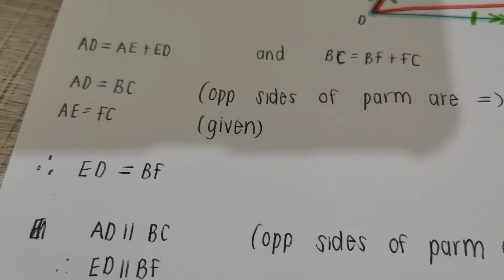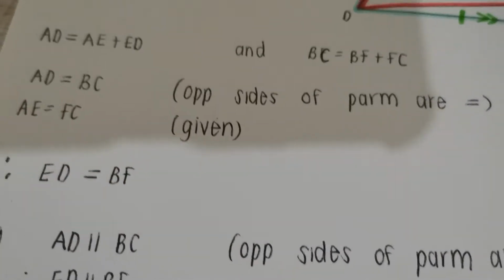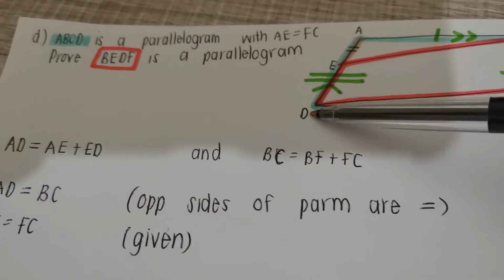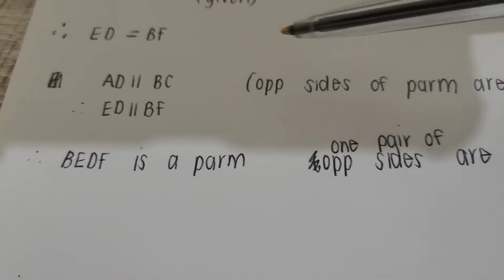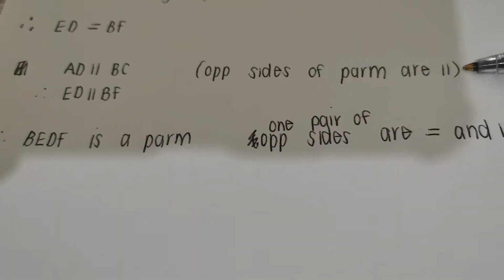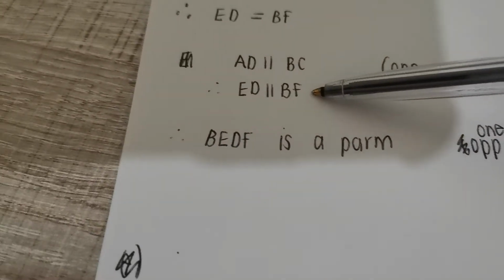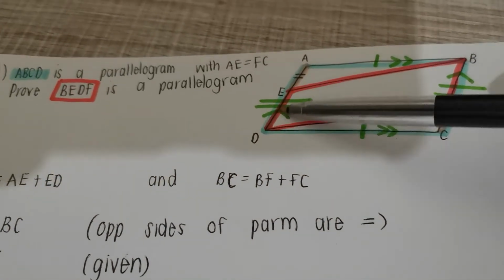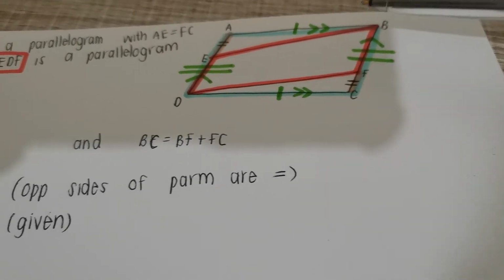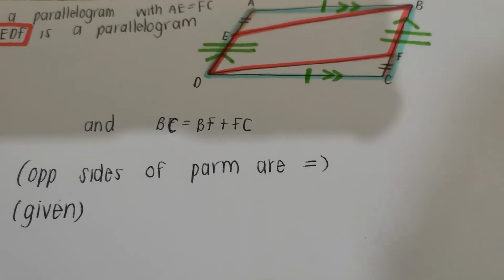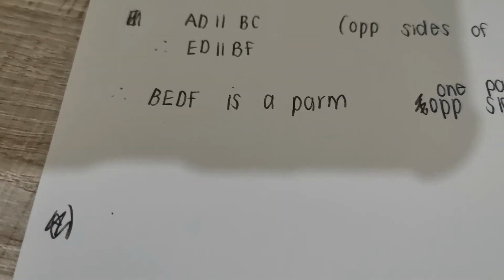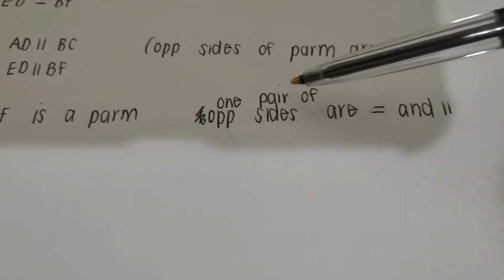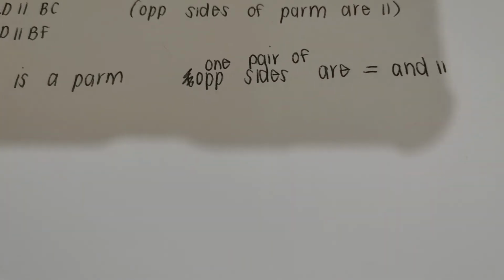Okay, so there we go. We got one side equal to the other side. Now I wrote down that AD, so this part here, is parallel to BC. There it is. How do I know this? It's because opposite sides of a parallelogram are parallel. Therefore, ED, the part that's in question, this part, is parallel to BF. So now I got one pair of opposite sides parallel and equal. I wrote down my conclusion. BEDF is a parallelogram. Reason: one pair of opposite sides are equal and parallel. And there we go. Done with that question.